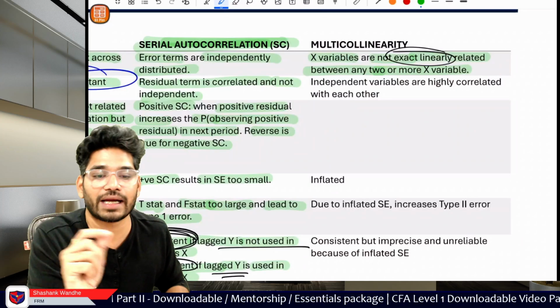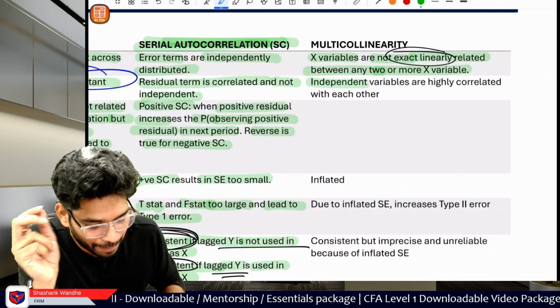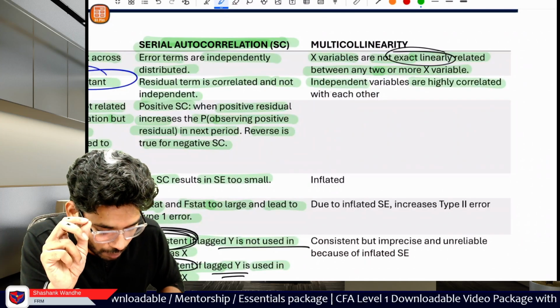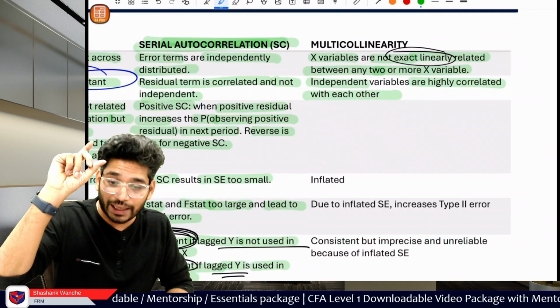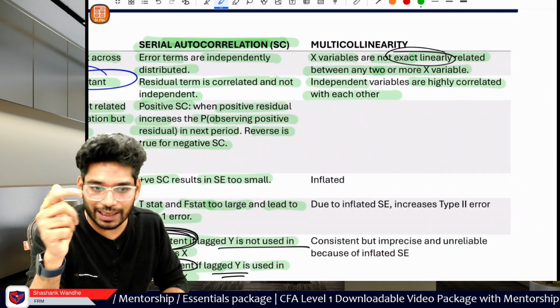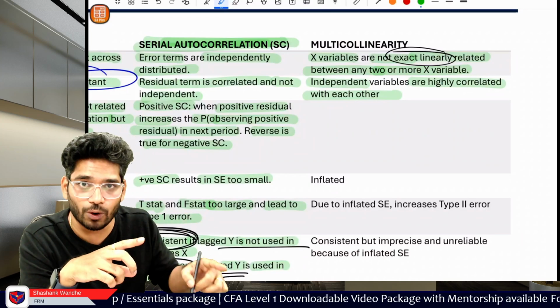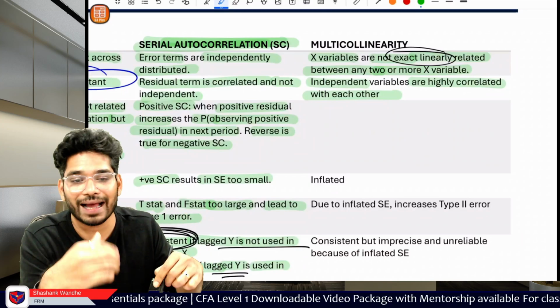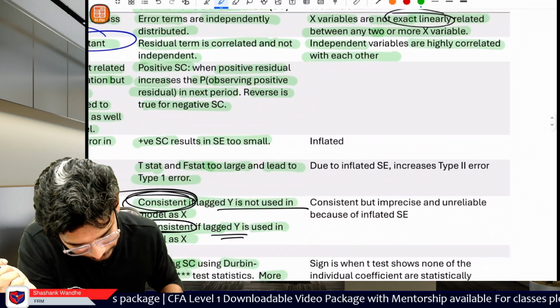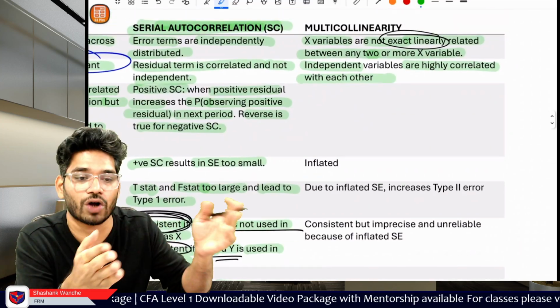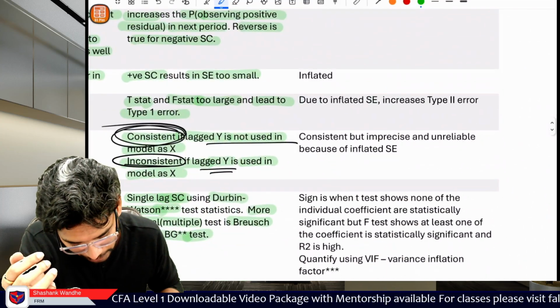If multicollinearity is present, this means the independent variables are highly correlated with each other. In the omitted variable, we said correlated. Here, we are looking for highly correlated. If the independent variables are highly correlated, then there is a problem, and this is the violation of the assumption. And the assumption is that it is not exactly linearly correlated.